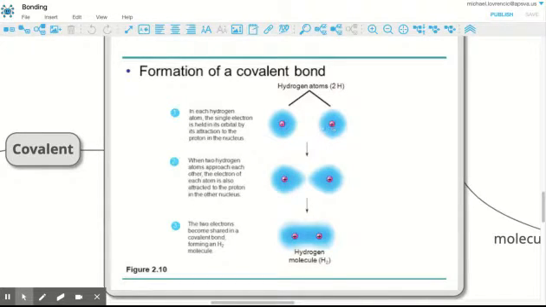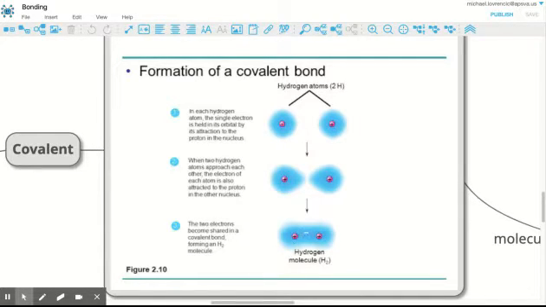Now, because they have similar electronegativities, it's like having teams of similar strength in a tug of war. Either one can win and take that valence electron. And so you kind of have a stalemate, where each nucleus has an attraction to its neighbor's electron, not enough to take it, so they end up having to share.